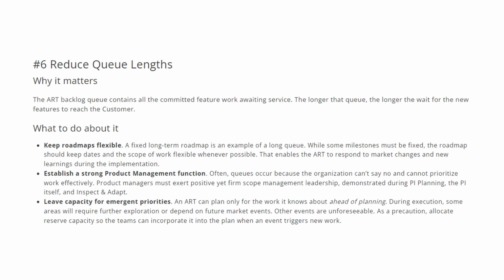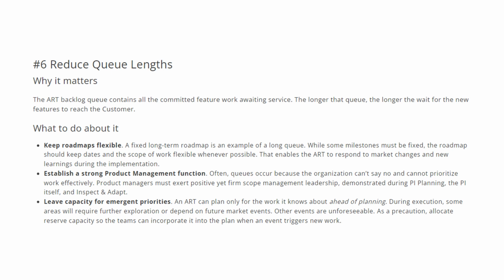Sixth flow accelerator is reducing the queue lengths. Why does it matter for an ART flow? The ART backlog queue contains all the committed feature work awaiting service. The longer that queue, the longer the wait for the new features to reach the customer. So that is the reason we need to optimize the queue of an ART backlog.